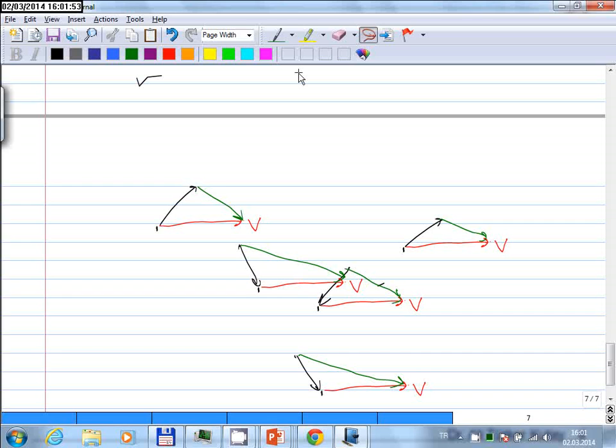By the way, I just noticed that I did it wrong here. Let me fix it so that it won't be confusing for you. I should be adding them, right? So this should be like that.